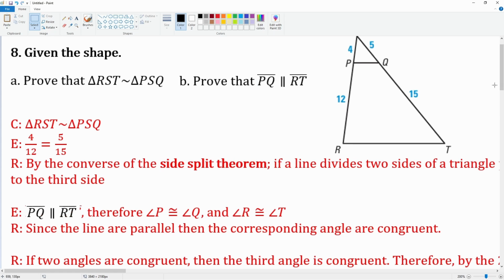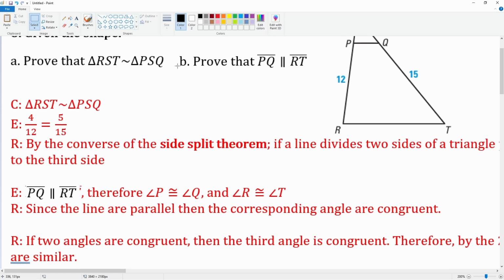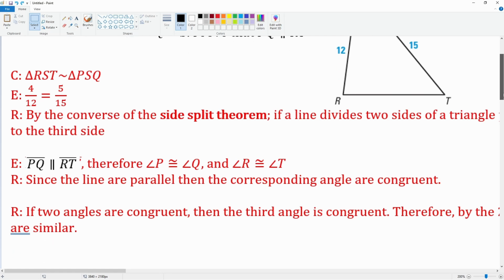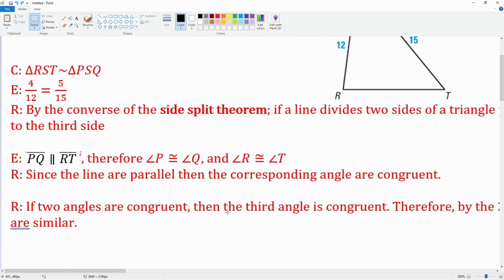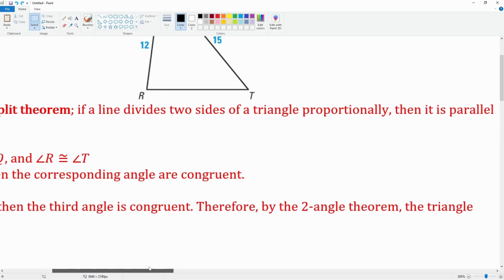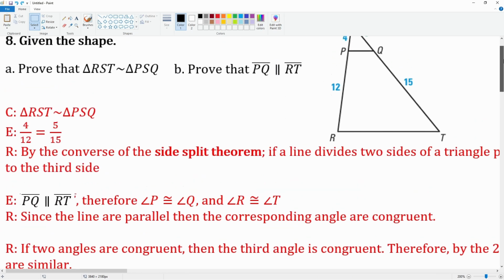Okay, so let me repeat. I proved this right here, B, by using the converse of the side splitter theorem. Once I get the converse of the side splitter theorem, I can get corresponding angles, right? Since the lines are parallel, the corresponding angles are congruent. That is the corresponding angle theorem. Once the angles are congruent, I know the third one is congruent by the two angle theorem. Therefore, the triangles have to be similar. There you go.